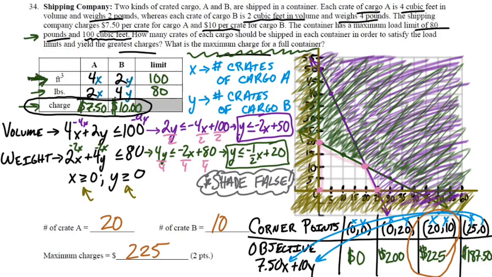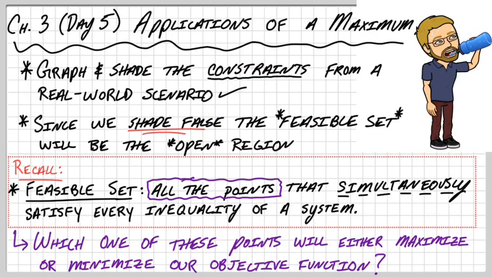All right, there you have it. Now we're using our linear programming skills to answer these real-world scenarios. We're graphing and shading, checking those corner points, and seeing which one gives us a maximum in our objective function.